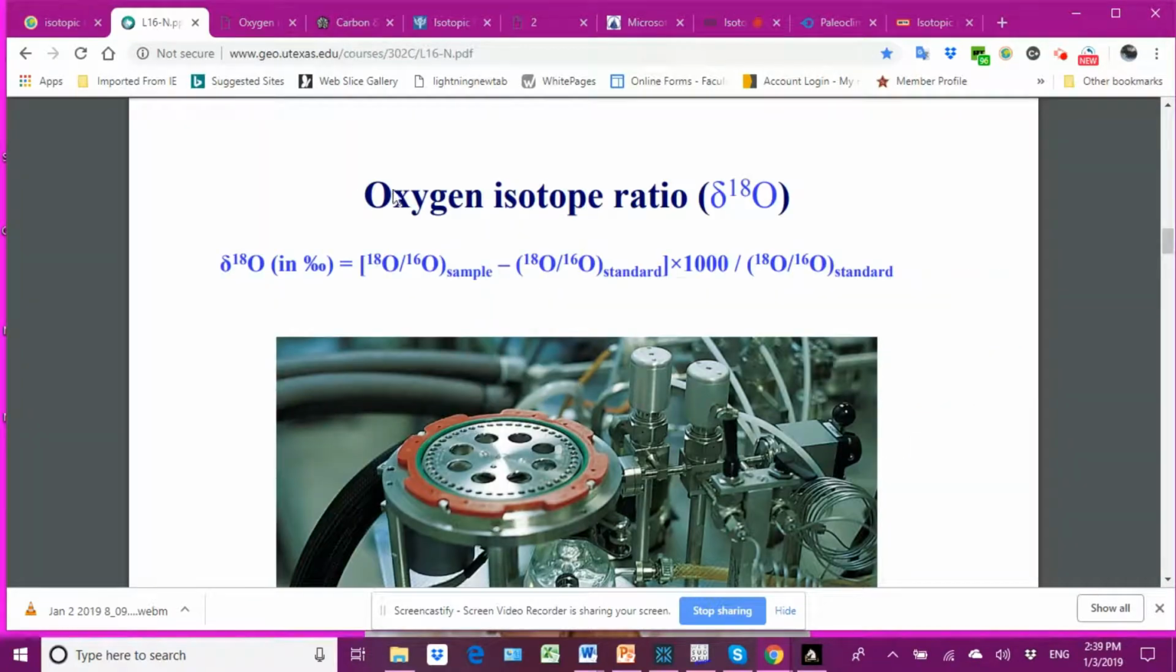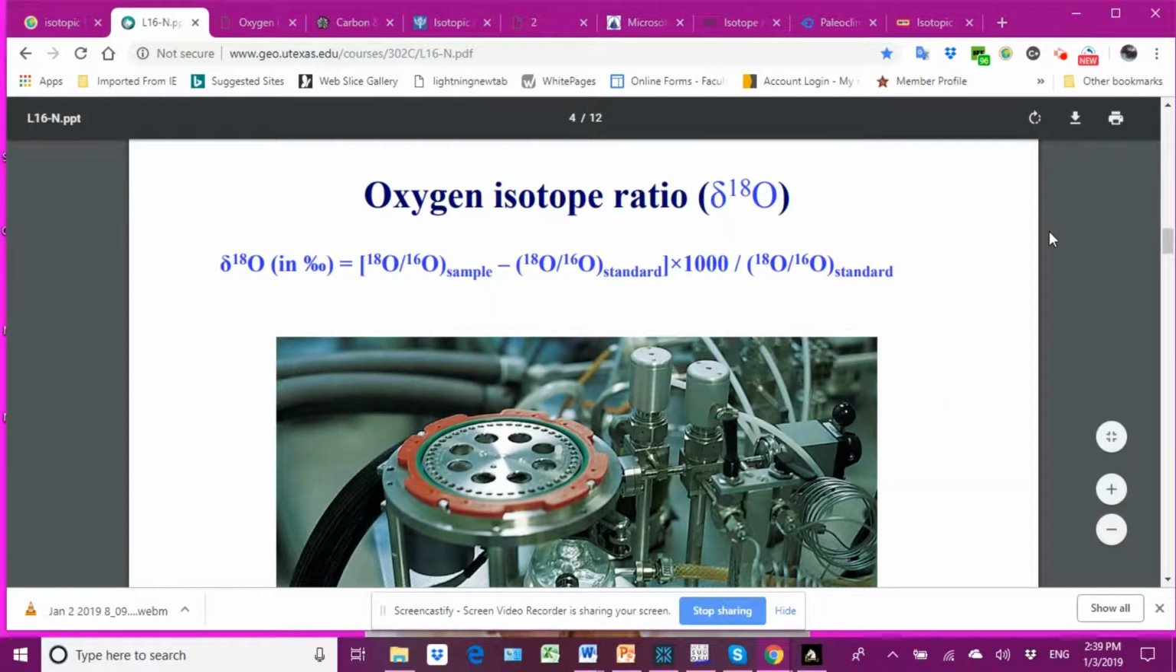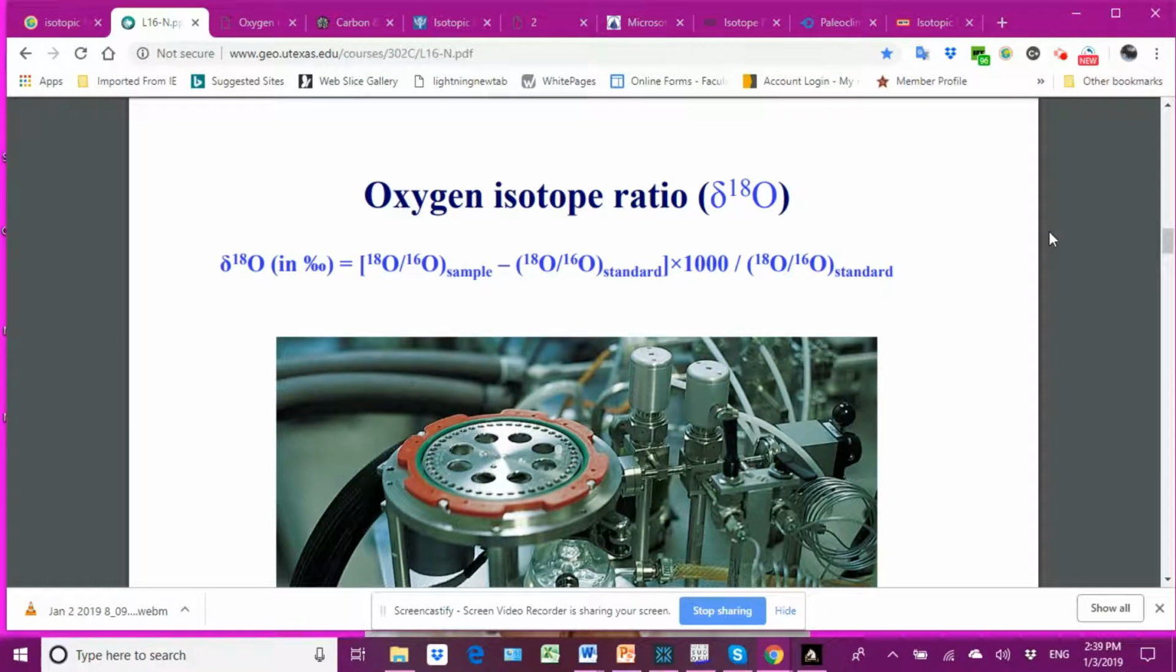Now let's look at oxygen. The oxygen isotope ratio. Okay. This is how we calculate the del 18O in per mil, parts per thousand: we take the ratio of 18 to 16 in the sample, and we subtract from that the ratio of 18 to 16 in the standard. So if the standard has a greater value than the sample, this is how you can end up with negative results. We then multiply by 1,000 and then divide through by the ratio of the 18 to 16 standard, and that gives us the fractionation value, the del 18O fractionation, what the change is.